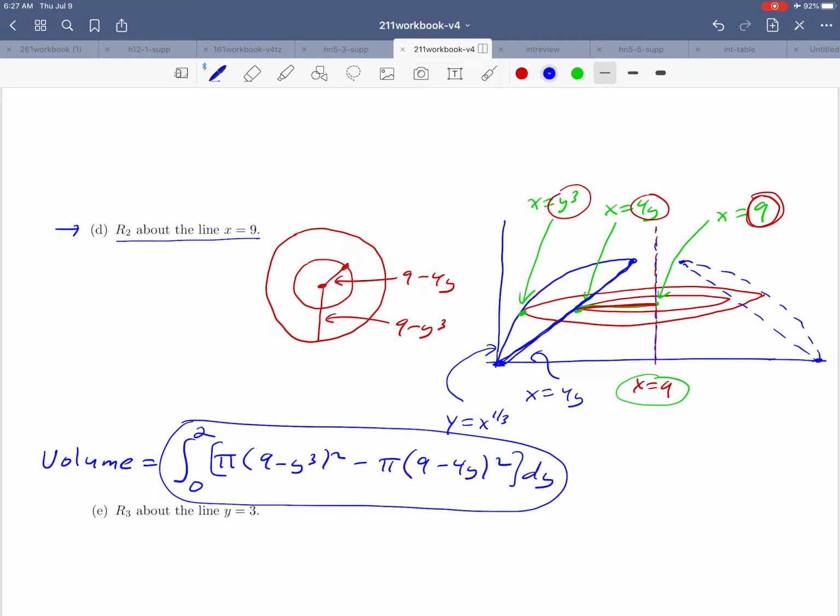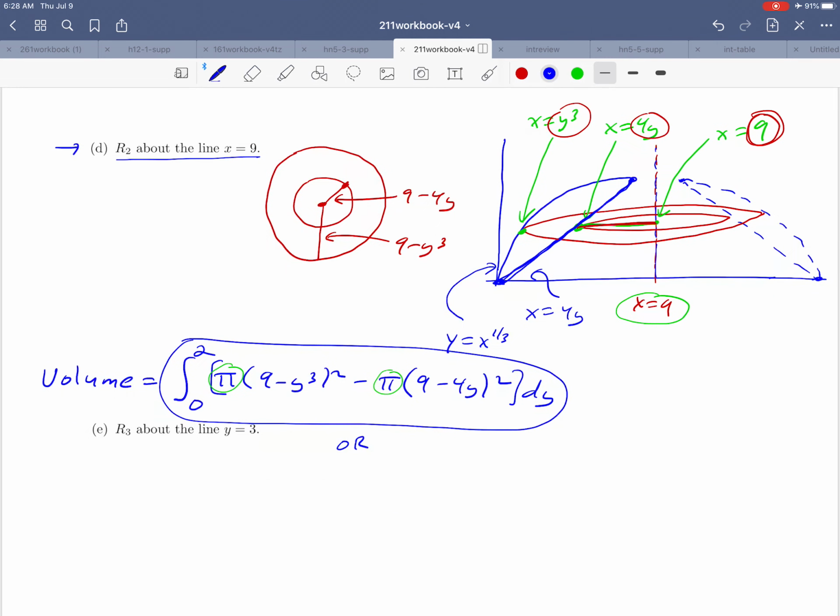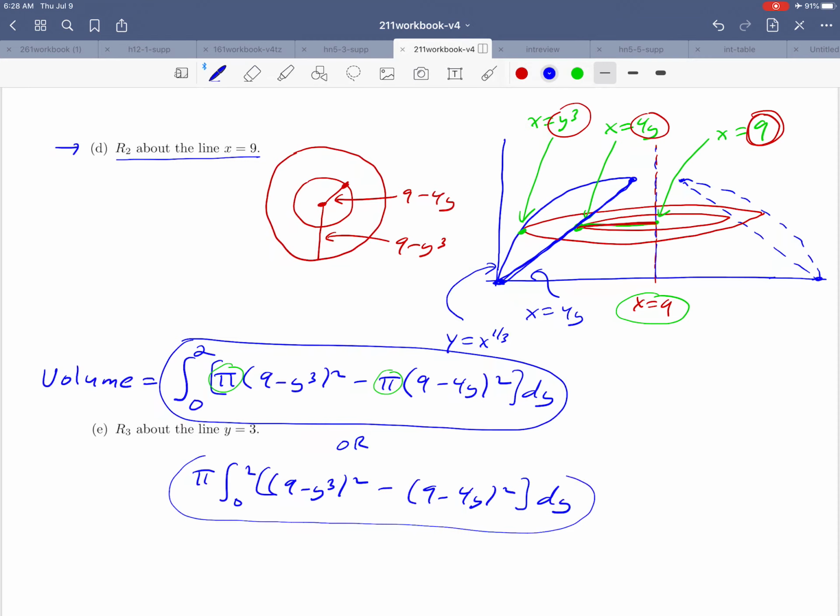And one comment that I'm going to make, because you'll see this when you're doing problems, is that because there's a pi in both of these answers, you could also express your answer by taking that pi and factoring it out. So a second way of writing this integral is pi times the integral from 0 to 2 of (9 minus y cubed) squared minus (9 minus 4y) squared. That's a second way that you could write your integral. Not that one way is better than the other, but just be aware that you're allowed to do algebra and simplify things if you want to.